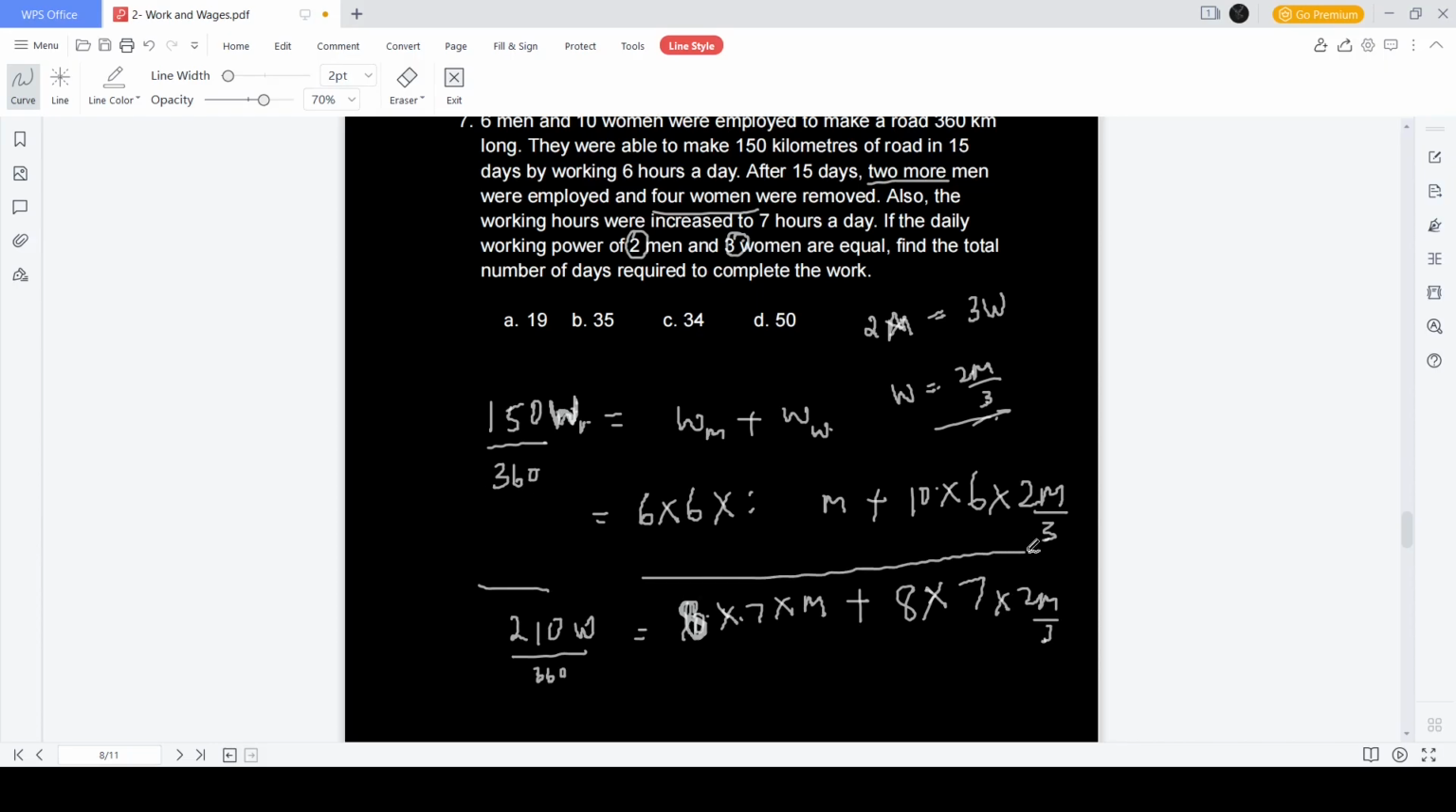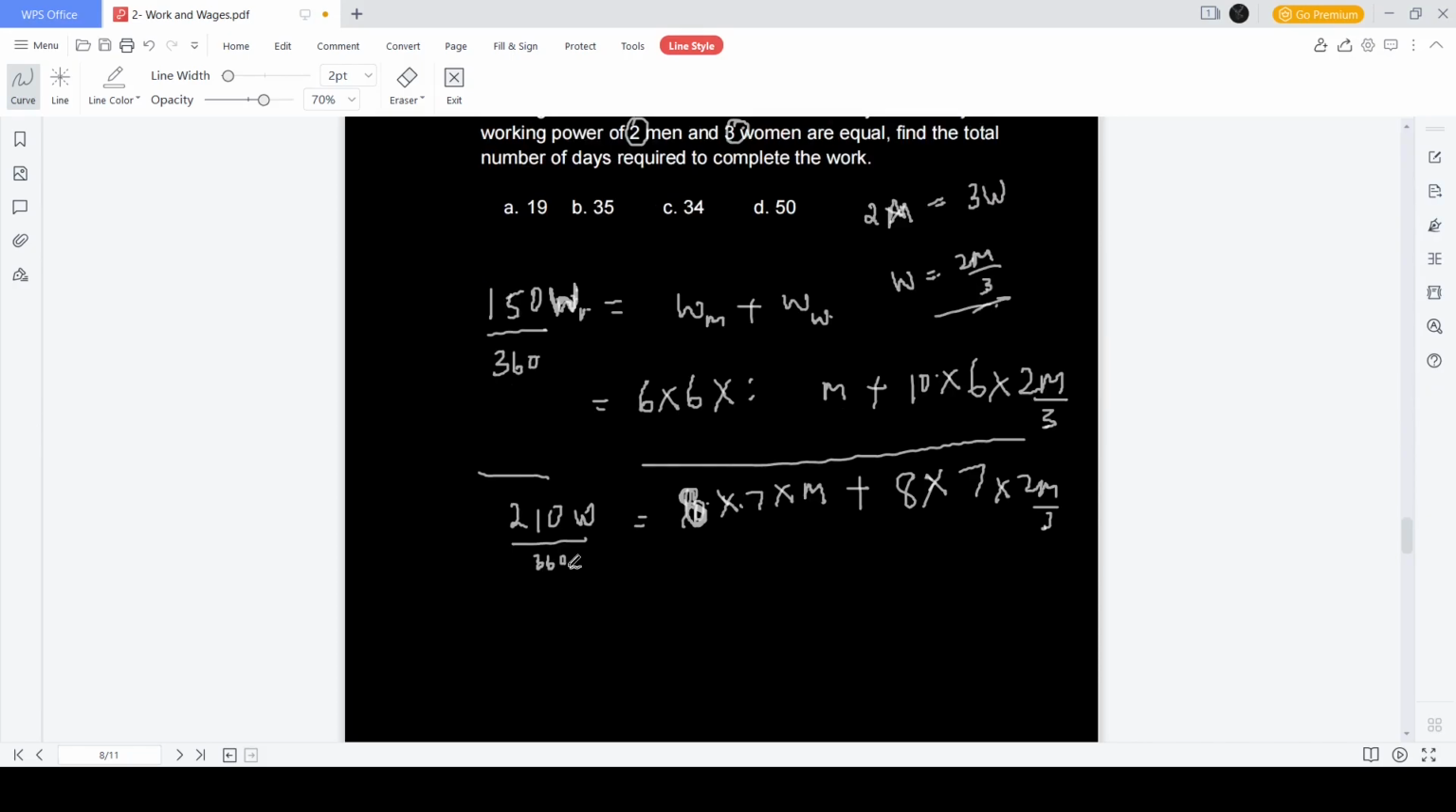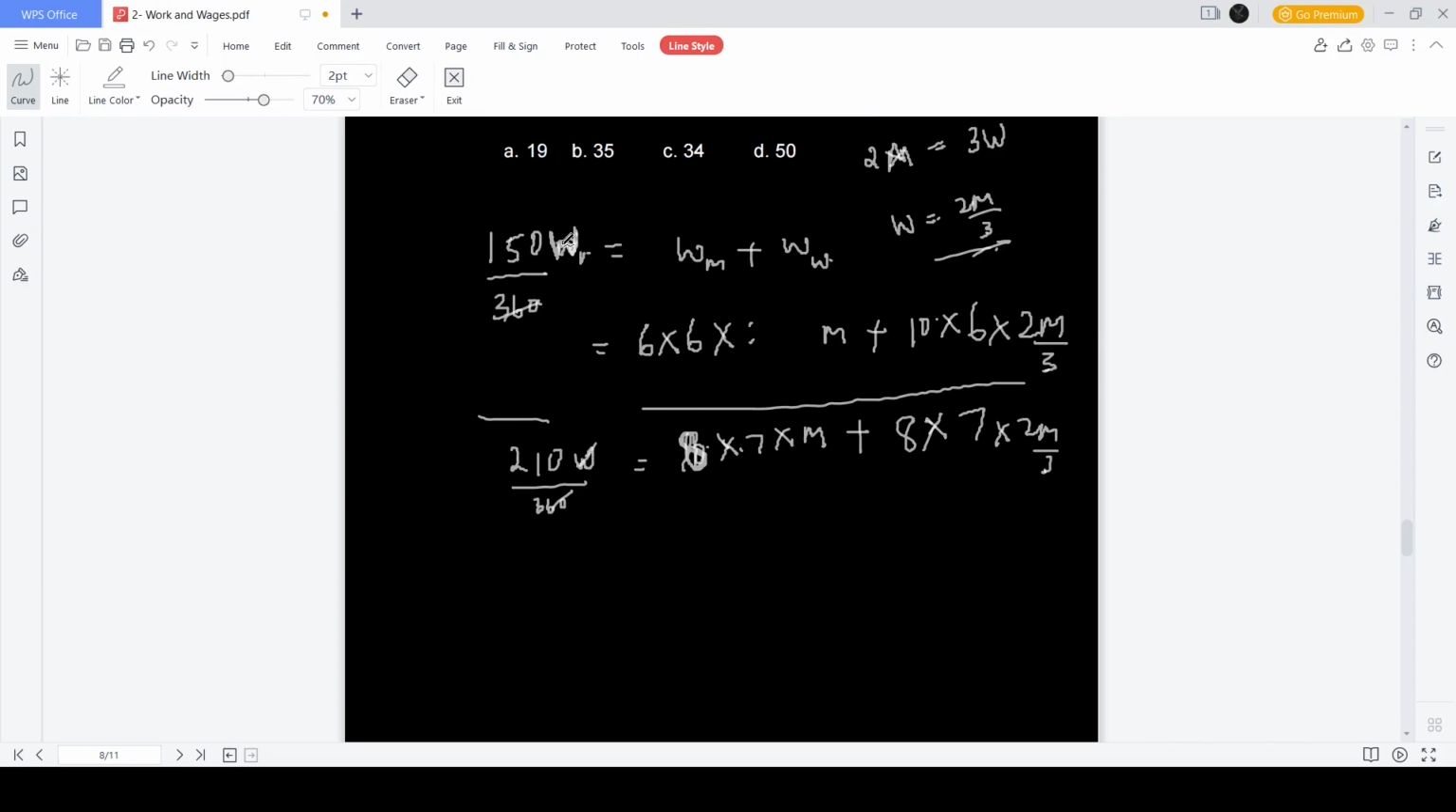Now I have to divide and find out the working power of one man. So 360 can cancel, and the work constant can cancel. So I get 150 by 210 is equal to 36m plus 40m divided by 8 into 7 plus 4 by 3 into 8 into 7 into m. So m and m can cancel everywhere.